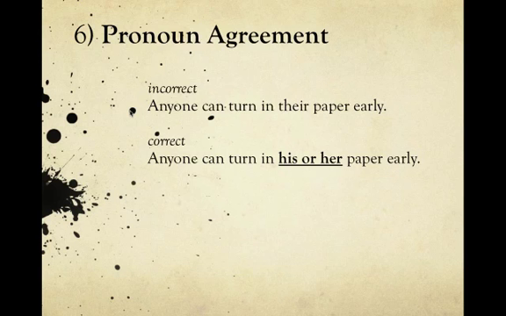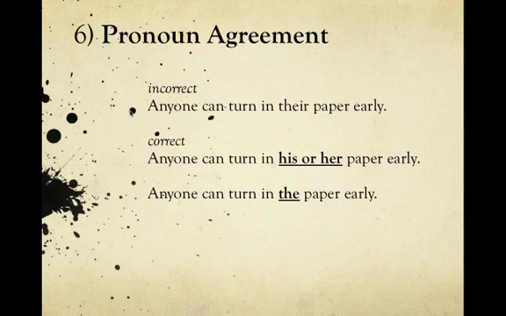So honestly, the best way to get around problems of pronoun agreement is to make sure you don't have a pronoun in the end of your sentence. Anyone can turn in the paper early. Who has his or her backpack? No. Who has a backpack? Who needs their pencil? Who needs a pencil? Just get rid of the pronoun and put in the or a instead.